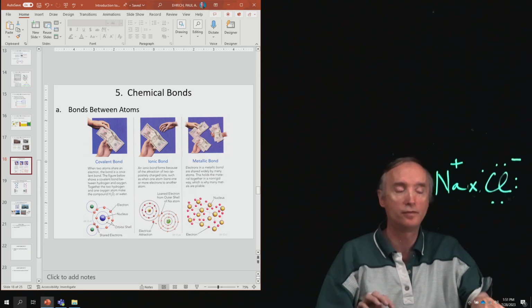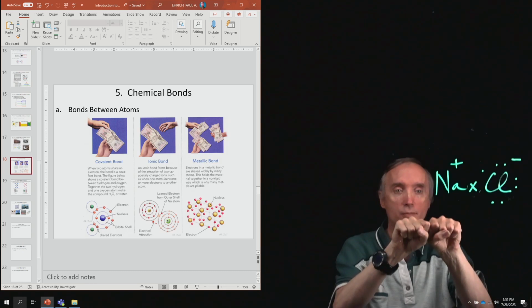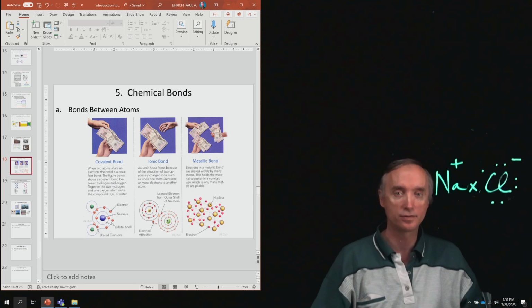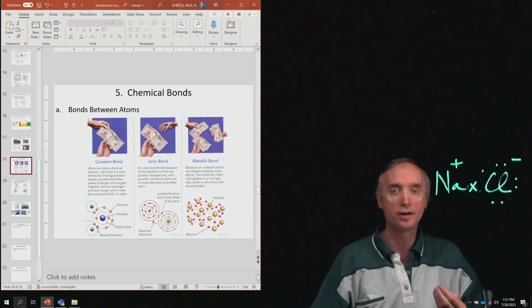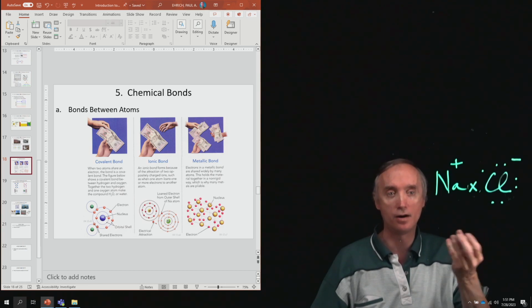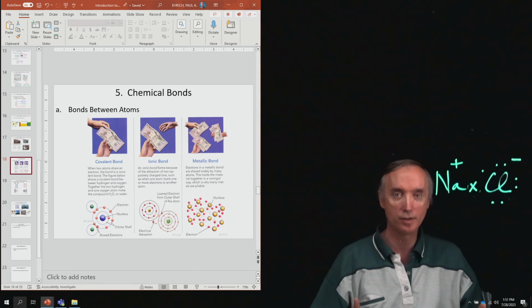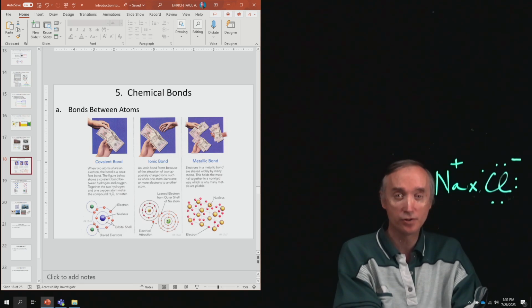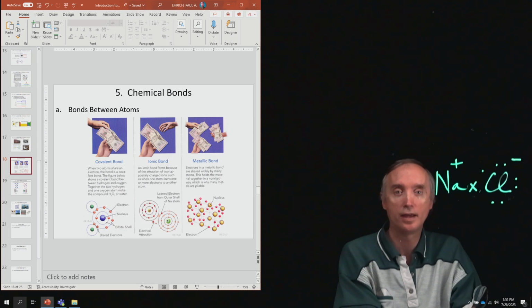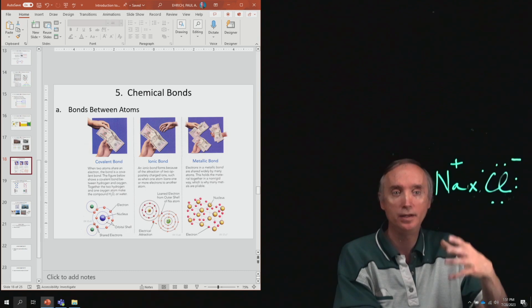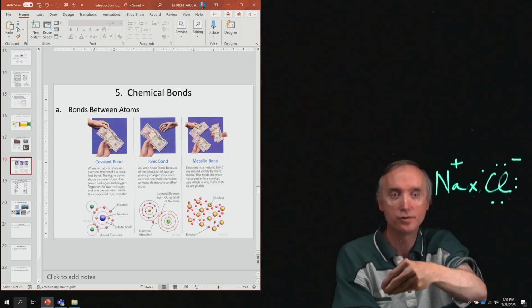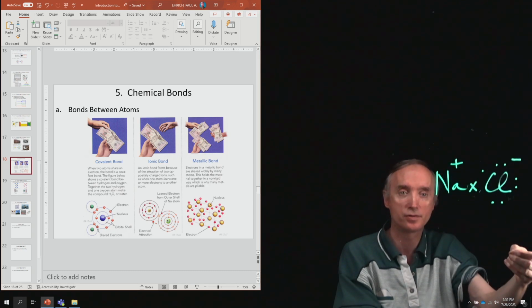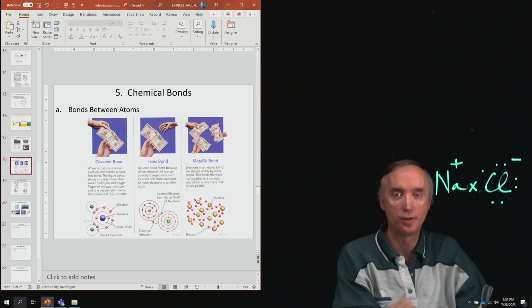And so the two of them are going to stick together because opposites attract. So that's an ionic bond. It has ions in it. So that's how you can remember. Now up at the top of the chart there, it shows an example of an ionic bond in terms of some money. So if money is transferred from one person to the other person, then that's an ionic bond.